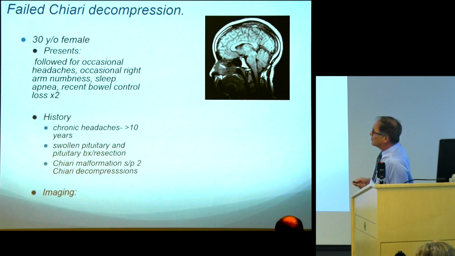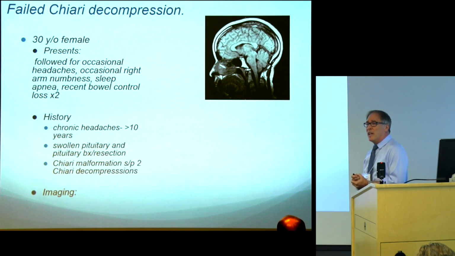This is a 30-year-old female that came to the neurologist. She had a long history of headache and surgery. She comes to us now with occasional headaches, right arm numbness, and some two episodes of bowel control loss. So something's going on, but actually she was doing quite well, and she was asking if perhaps she might be able to get pregnant, if that was safe.